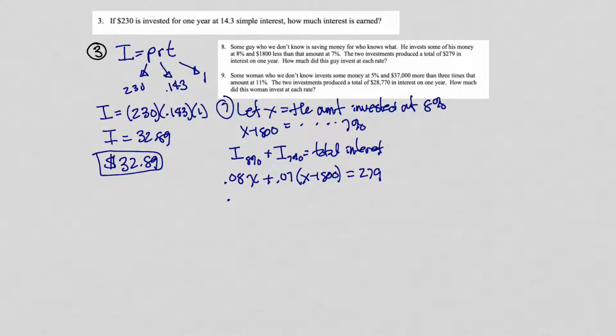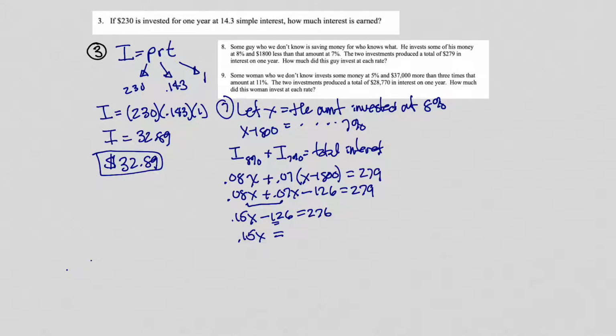So let's multiply through here. We'll get 0.08x plus 0.07x minus, now 0.07 times 1,800 is 126. That's equal to 279. Right here, this will give us 0.15x minus 126, that's 279. Let's add that 126, so we'll get 0.15x equals, and if we add these together, right here, oh, you know what?